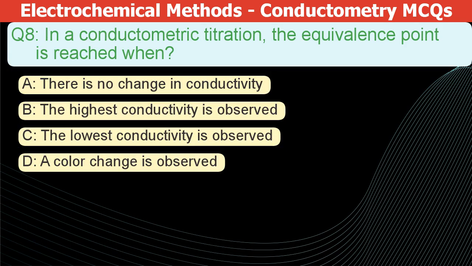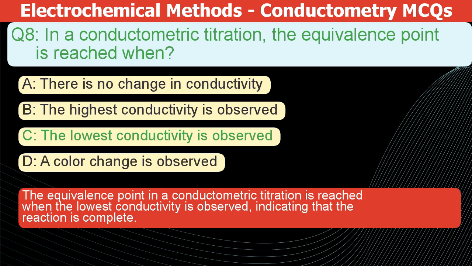In a conductometric titration, the equivalence point is reached when: A. There is no change in conductivity. B. The highest conductivity is observed. C. The lowest conductivity is observed. D. A color change is observed.